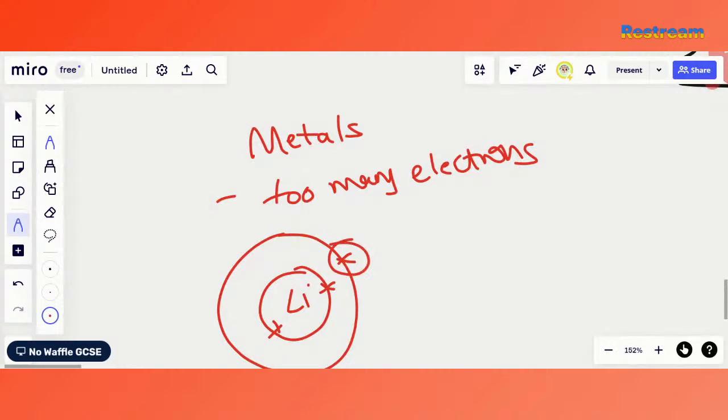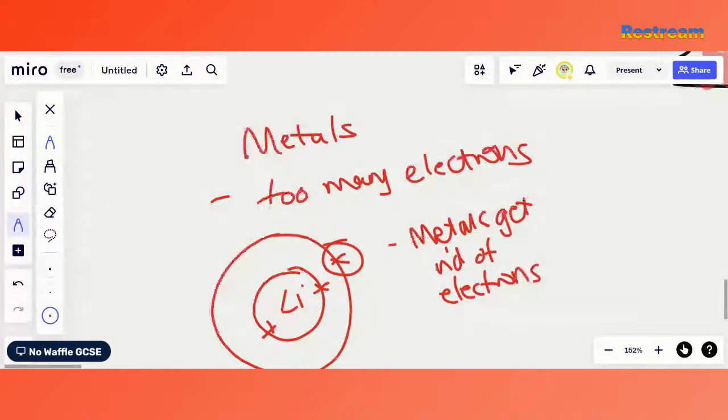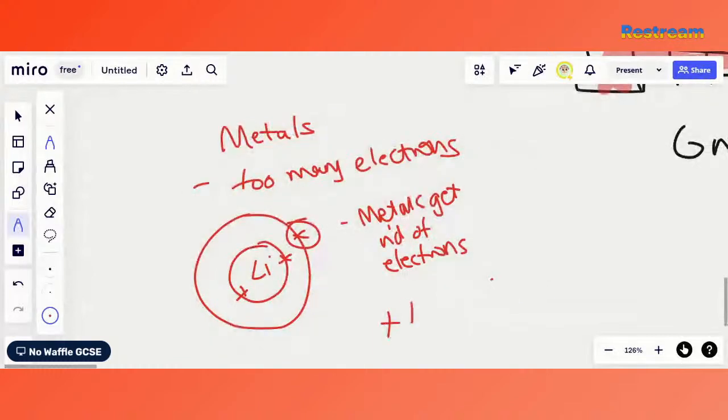So therefore, what happens is these metals get rid of these electrons. Now we know that electrons are negatively charged. So if we're getting rid of a negative charge, then you're becoming a positive charge. In this case, positive 1, because you've got rid of 1 electron. If you got rid of 3 electrons, you will form a positive 3 charge. And when they become charged, we then call them ions.